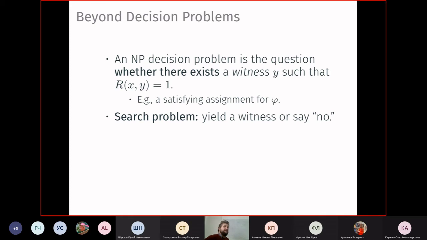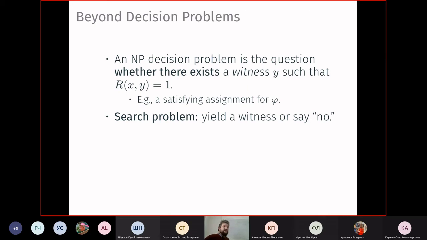What is a search problem? It is a bit harder than a decision one. And this was the second assignment for your home task, right? So the first home assignment had two parts. The first one was to check satisfiability. The second was to obtain a satisfying assignment if this formula is satisfiable. If not, it will just give you false or none or something like that. So it should yield a witness or say no.